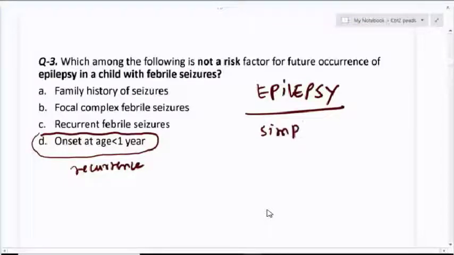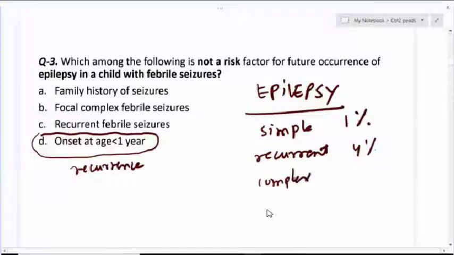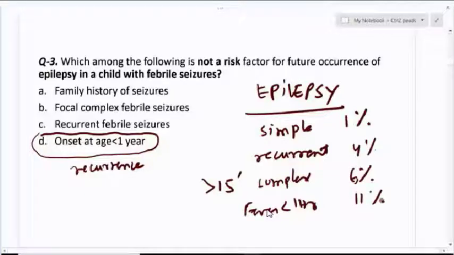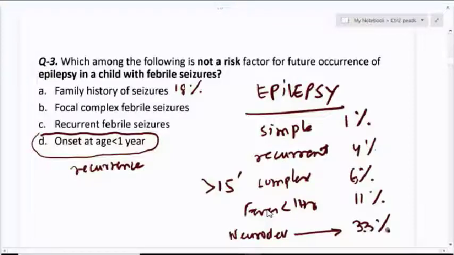A simple febrile seizure carries a risk of just 1%. But if it is a recurrent febrile seizure, the risk is around 4%. If this child has a complex febrile seizure lasting more than 15 minutes, the risk is around 6%. If he gets a seizure within 1 hour of fever, the risk is around 11%. With a family history, the risk is around 18%. Especially when a patient has neurodevelopmental abnormalities, the risk is 39%. So this is most important.